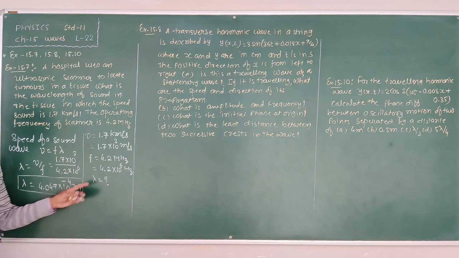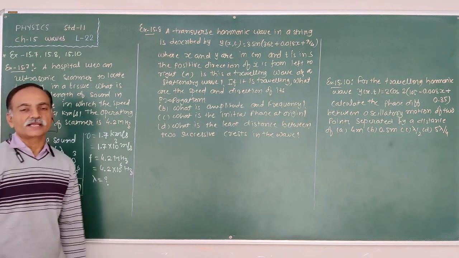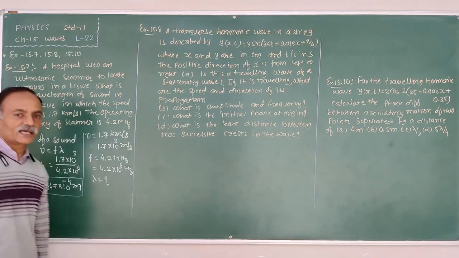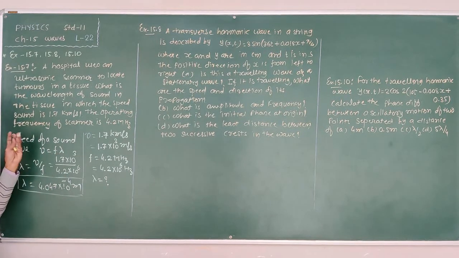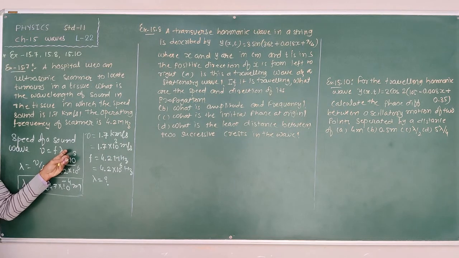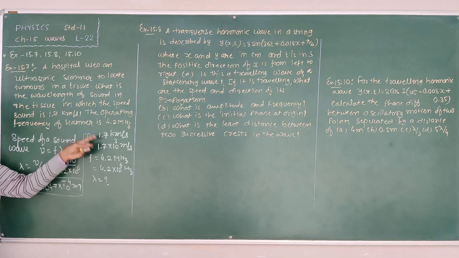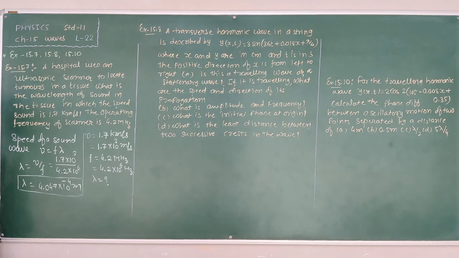So what should be the wavelength of this ultrasonic sound in tissue? Therefore, we know the equation of speed of the sound wave, v is equal to f lambda. So from this equation, lambda is equal to v upon f. v is 1.7 into 10 to the power 3 and f is 4.2 into 10 to the power 6. As we simplify, we get the wavelength as 4.047 into 10 to the power minus 4 meter. Okay.